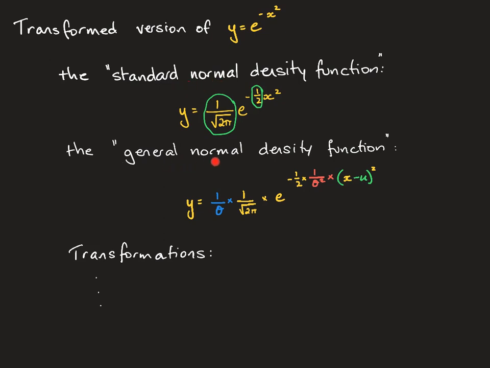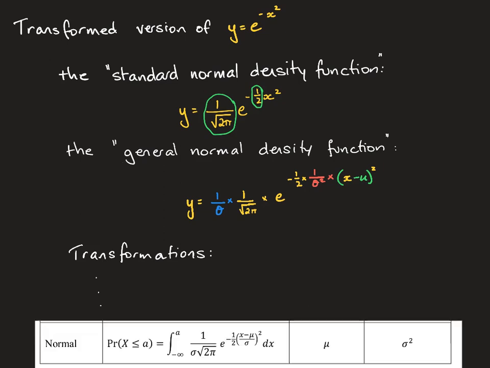But the general normal density function, so the general normal distribution that you'll be working with quite a little bit, actually has a formula that looks like this. Now, on the formula sheet for the exam, it has the formula, and here it is. We've got an integral here, but this is the formula in here. And all I've done is pulled apart the different components.